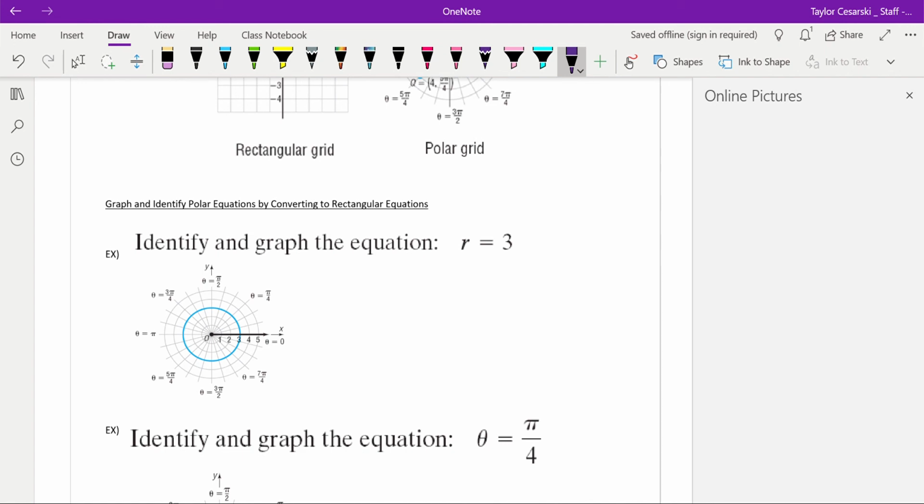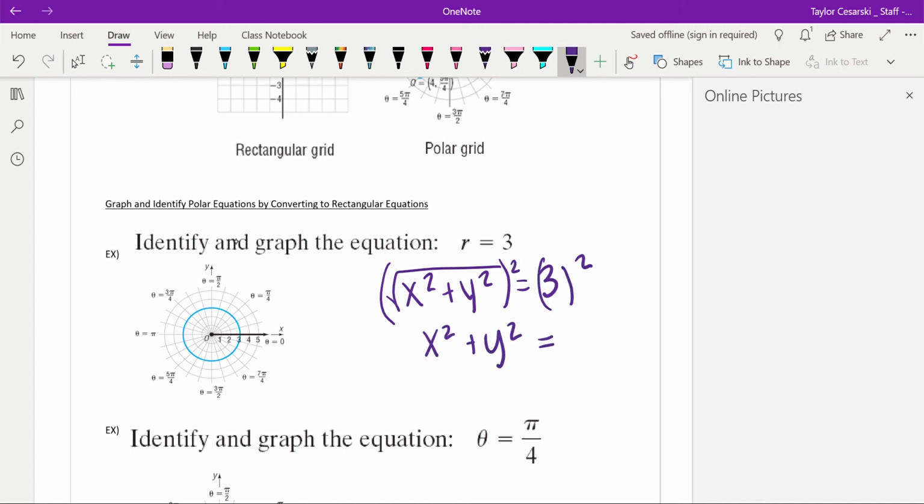So we're going to start with this first one, r equals 3, and it's pretty simple. You can see in the picture, it already has it graphed for you, that it is a circle. So r is equal to the square root of x squared plus y squared, so I can substitute that in, equals 3. Now, I want to simplify this a little bit, so I'm going to square both sides, and I get x squared plus y squared equals 9.